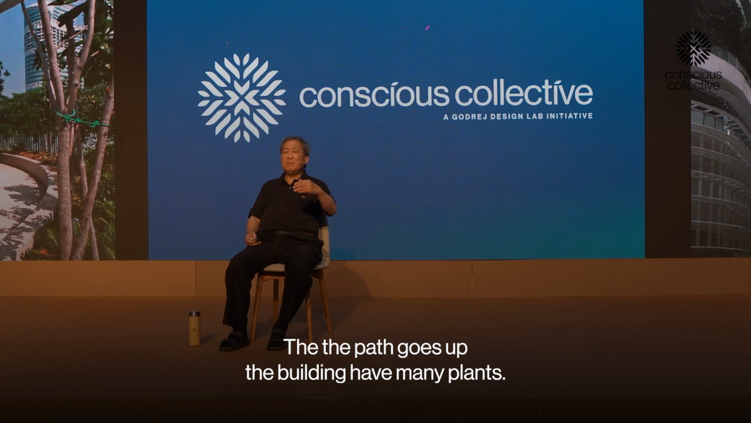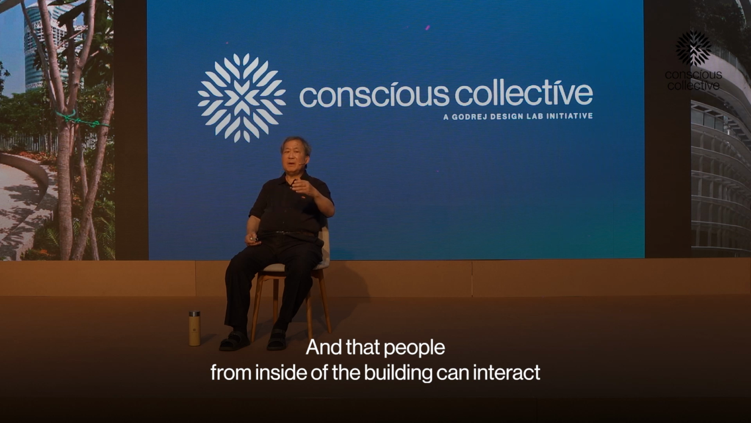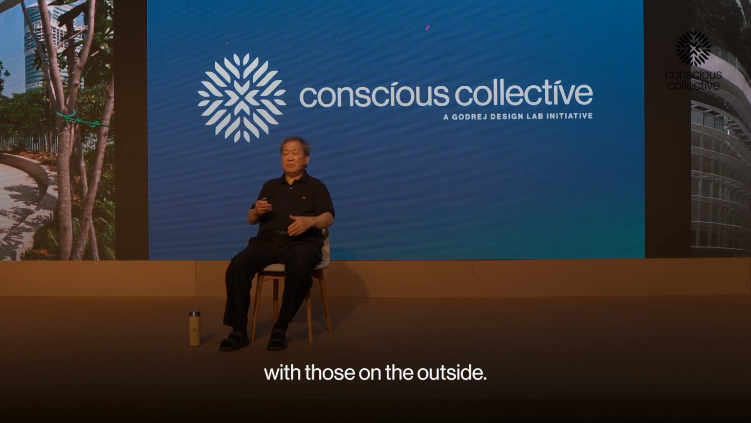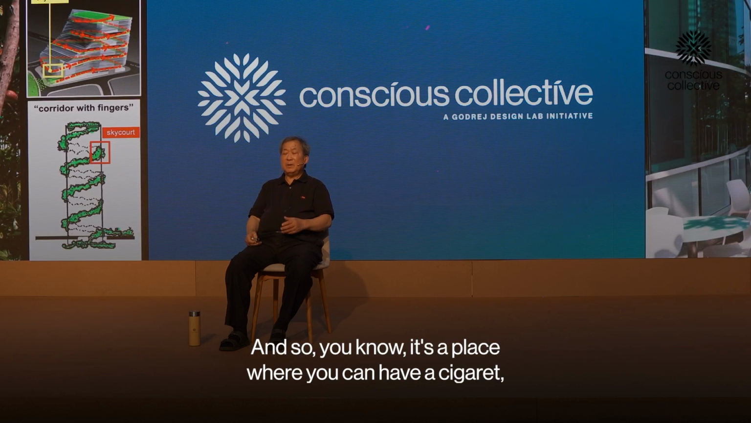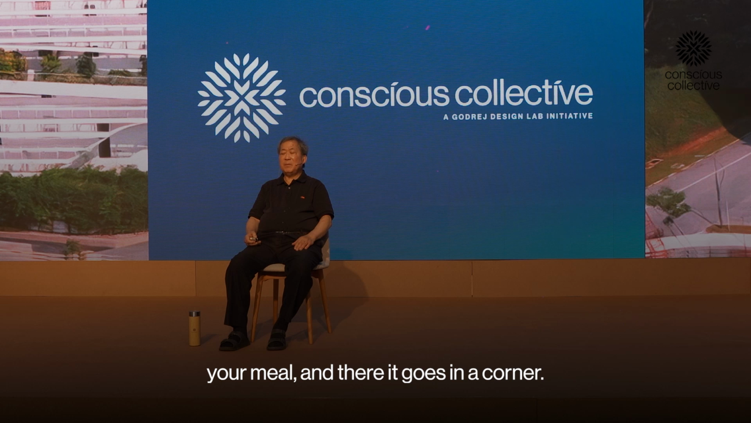The linear park goes up the building, you have a mini plaza, then go up again, another mini plaza, so that people from inside the building can interact with those on the outside. It's a place where you can have a cigarette, a cup of coffee, your breakfast or your meal, and there it is in the corner.